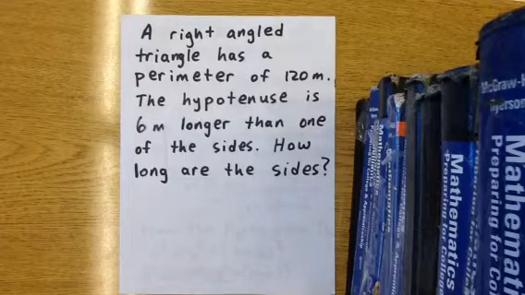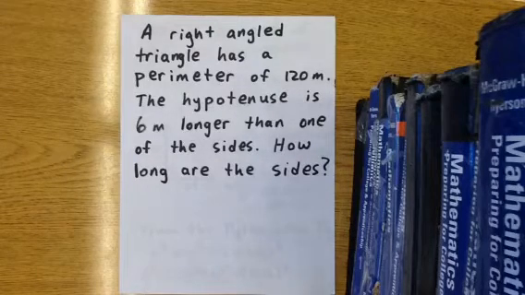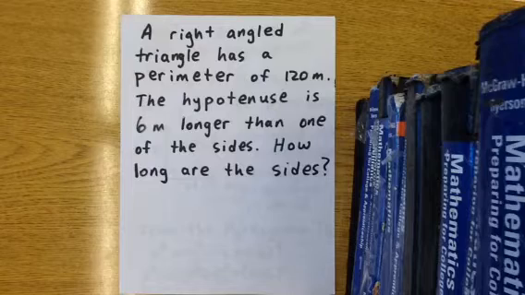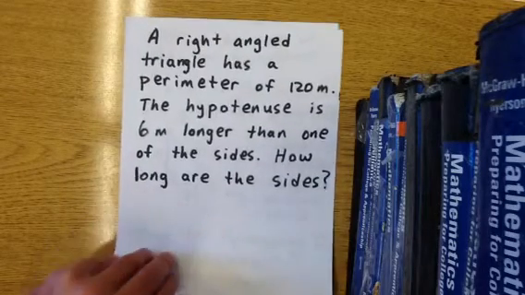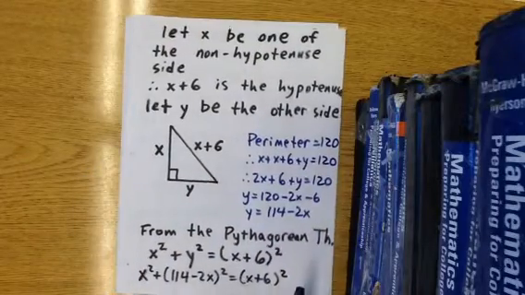In this question, we've got a right-angled triangle having a perimeter of 120 meters. And we know that the hypotenuse is 6 meters longer than one of the sides. We want to know how long all the sides are. Okay, well, it's always good to start with a diagram.